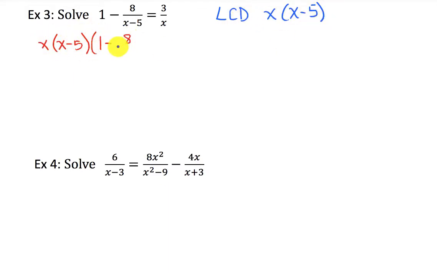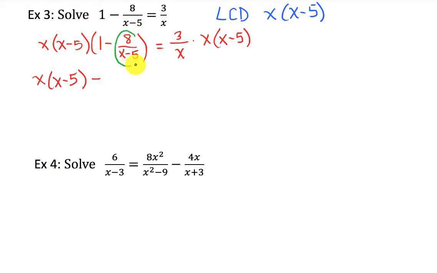We're going to go ahead and multiply both sides of the equation by this least common denominator. On the left-hand side, if I multiply the x times x minus 5 by 1, we get x times x minus 5. When I multiply the x times x minus 5 by the 8 divided by x minus 5, these x minus 5s will cancel out, and you're just left with 8x. On the right-hand side, this x divided by x will cancel out, and we're just left with 3 times the quantity of x minus 5.